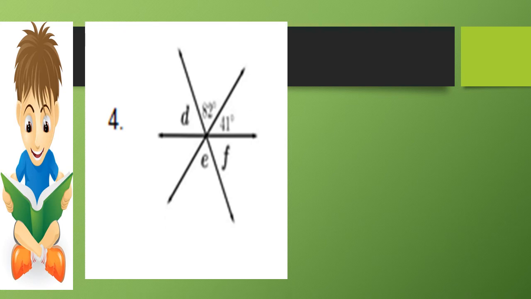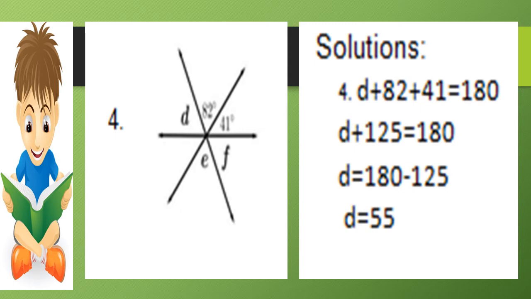How about this one? Here's the solution. D plus 82 plus 41 is equal to 180 degrees. Why do you think the total measurement of these angles is 180 degrees? It is because it forms a straight line, and a straight line or straight angle measures exactly 180 degrees. So we have D plus 82 plus 41 is equal to 180. Now we simplify 82 plus 41, that is 125.